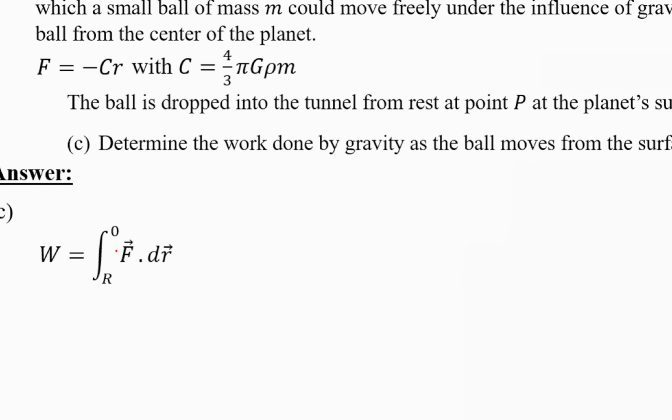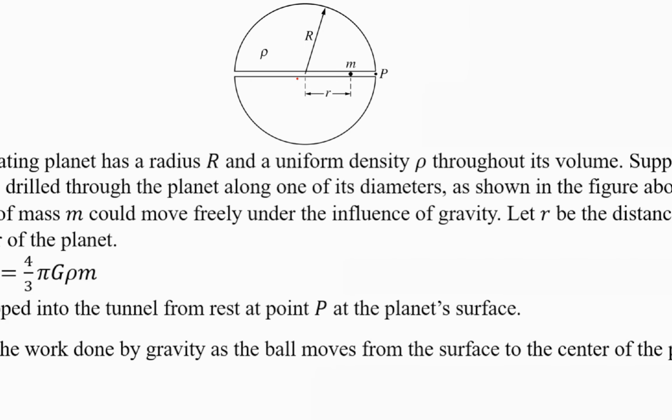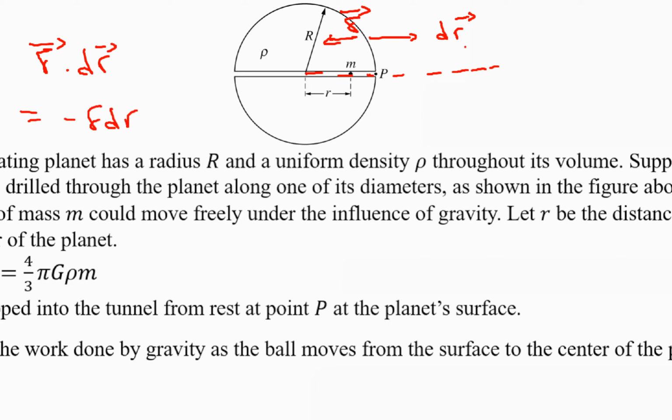Now what does this mean? F dot dr is the projection of the force along the radial direction. Independent of whether we're moving to the left or to the right, dr is always assumed in the positive direction, radially outward, and the force is pointing toward the center. So in this case F dot dr would be minus F dr because they are anti-parallel, and F represents the magnitude, which is given by C multiplied by r. So this would be minus C r dr.